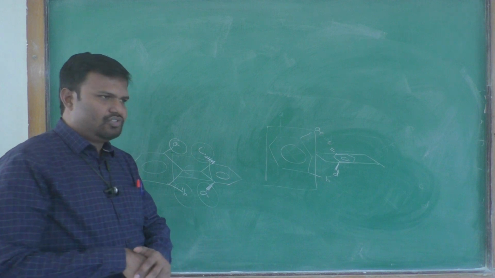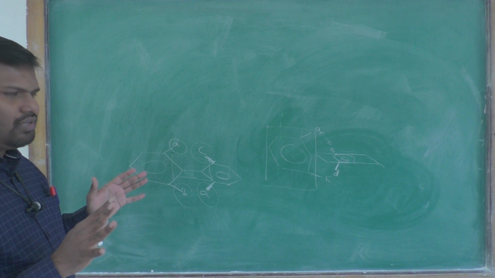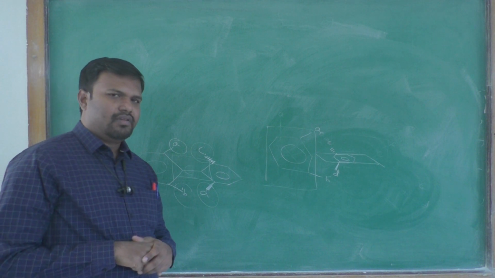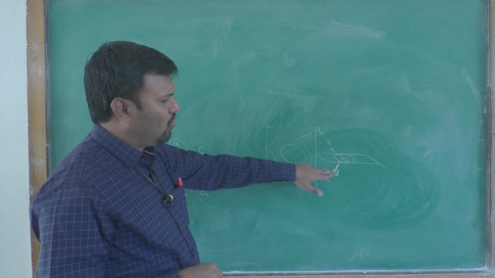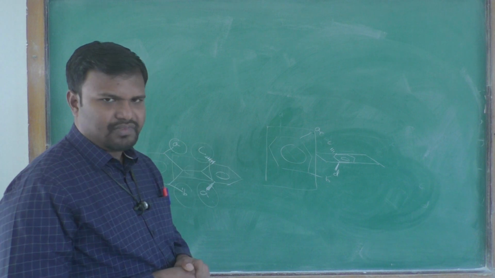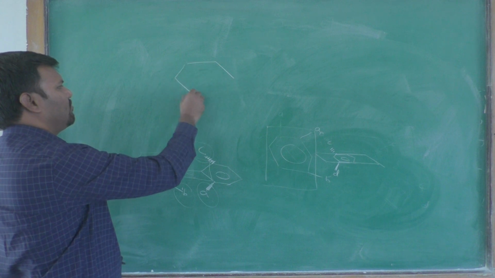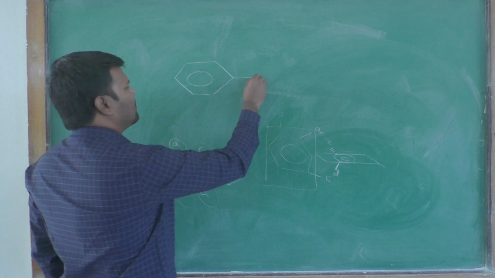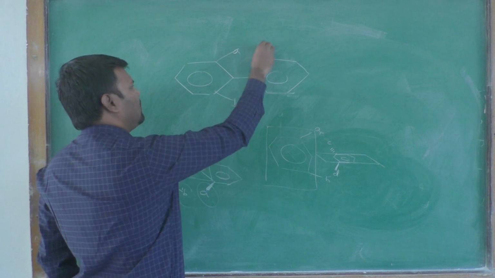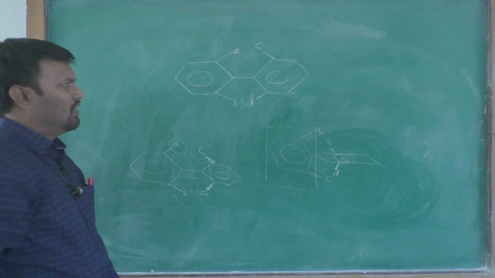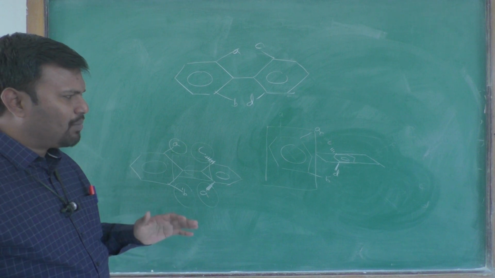Why not have these two rings become planar? Because it avoids the ortho repulsion. If suppose these two rings were planar, then a lot of steric strain is produced, and to avoid this, these two rings become perpendicular to each other.